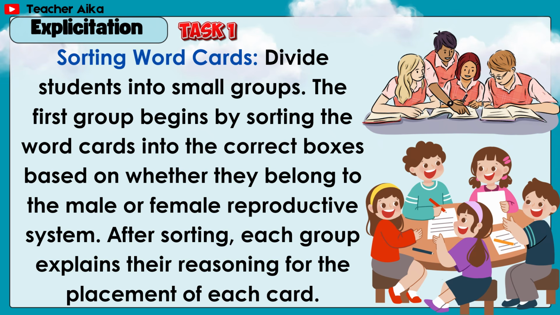Task number 1. Sorting word cards. Divide students into small groups. The first group begins by sorting the word cards into the correct boxes, based on whether they belong to the male or female reproductive system. After sorting, each group explains their reasoning for the placement of each card.